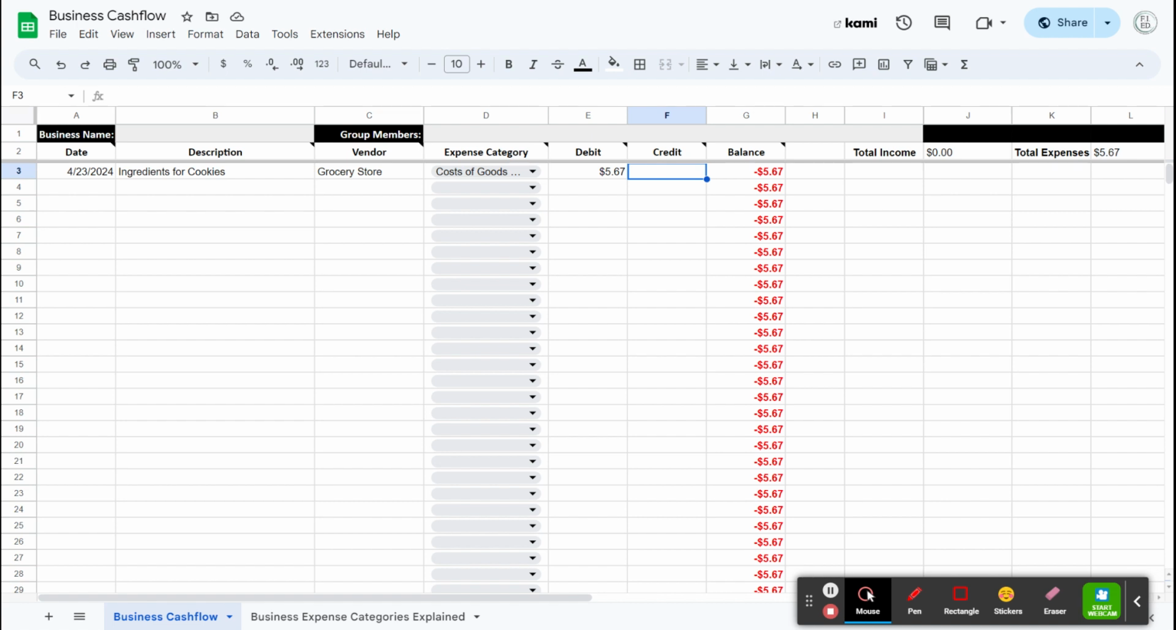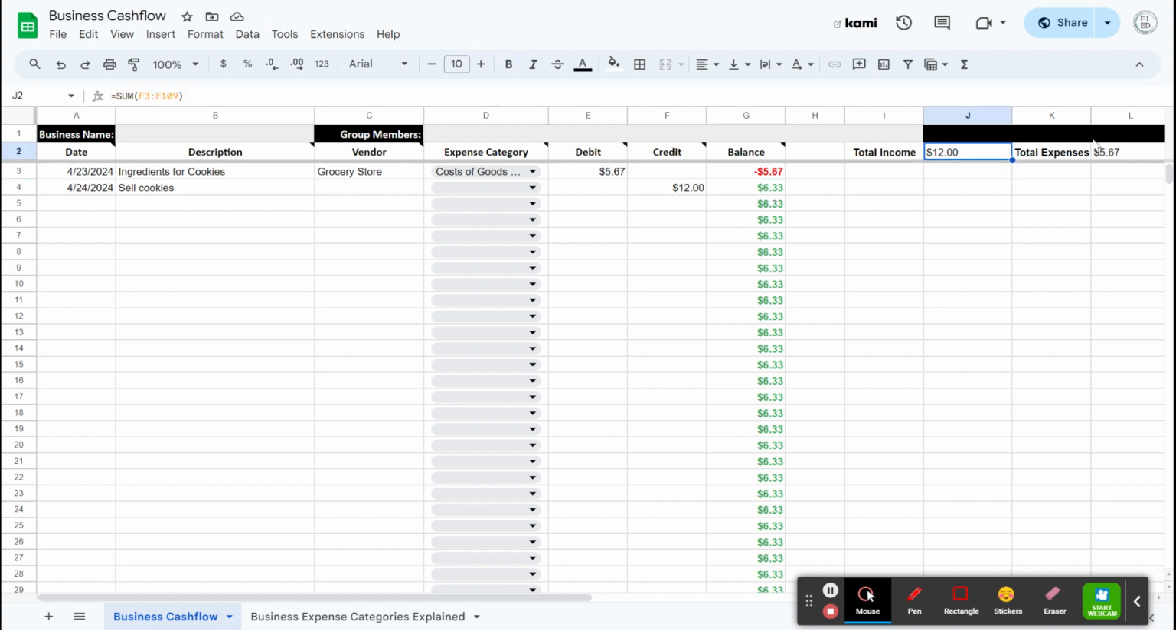But maybe you're going to say, well, tomorrow we're going to sell the cookies. So let's say next day, 4/24. You go into school, you sell cookies. So sell cookies. There's no vendor for that because you're selling, you're not buying. And there's no expense category because it's not an expense, it's income. And then let's say we made 12 cookies, we sold them for $1 each. So we made $12. So now the balance for our company is a positive $6.33.